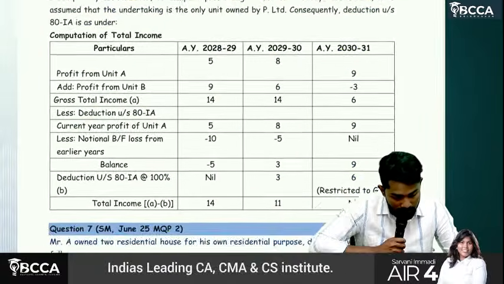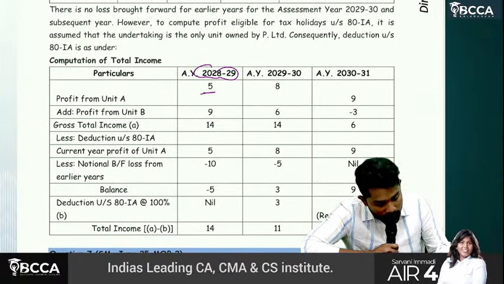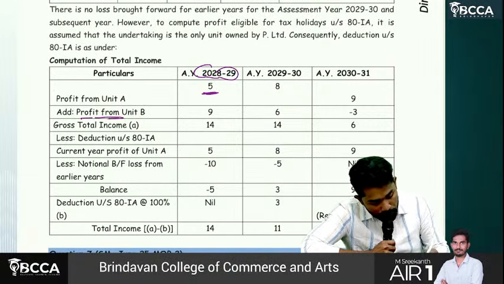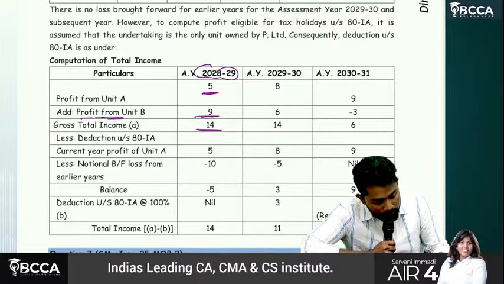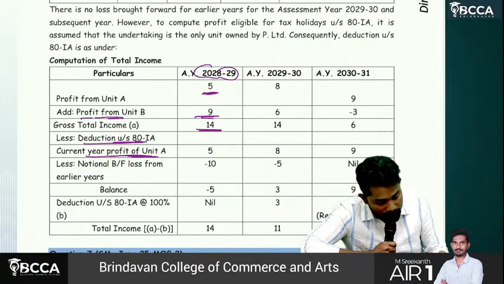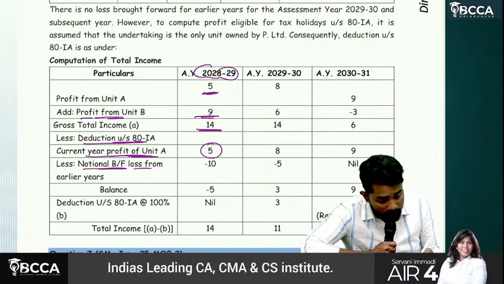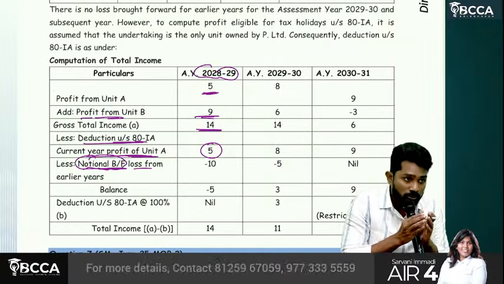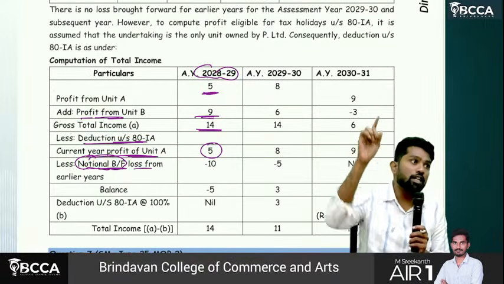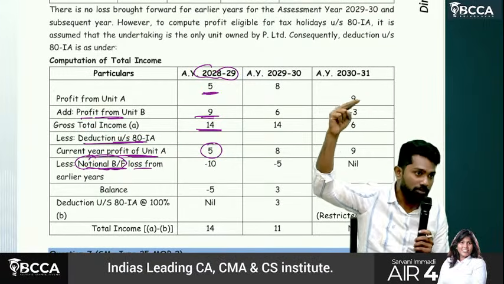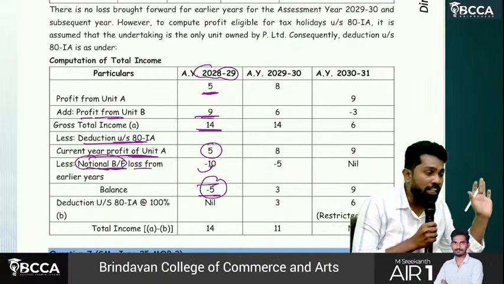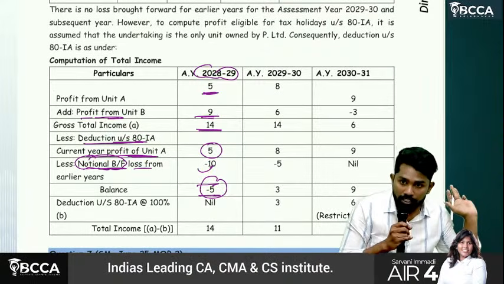Okay, see sir, 28-29. Profit how much? 5 lakhs. Profit from unit B how much? 9 lakhs. What is the gross total income, sir? 14. But for deduction under 80IA, the current year profit of unit A is how much? 5. Notional brought forward loss. Sir, why are they referring to notional brought forward loss? Because we are assuming as if unit A is the only thing. If unit A is the only thing, then what is the brought forward loss for the first 2 years? 10 lakhs. That 10 lakhs you adjust here. Still there is how much loss? 5 lakhs. So for these years there is no 80IA deduction.